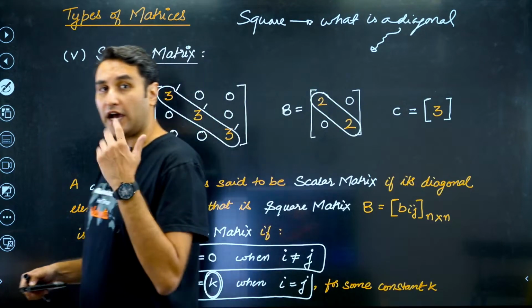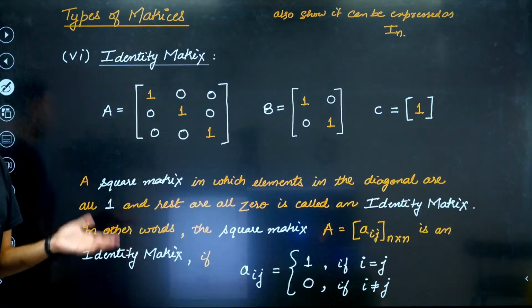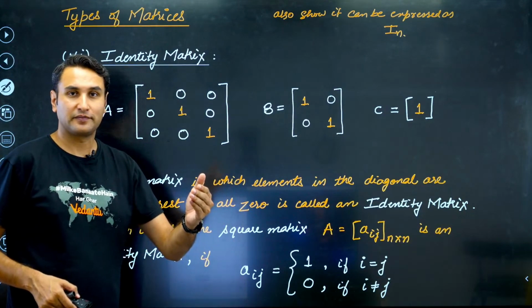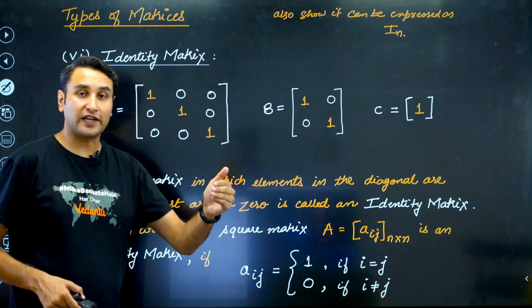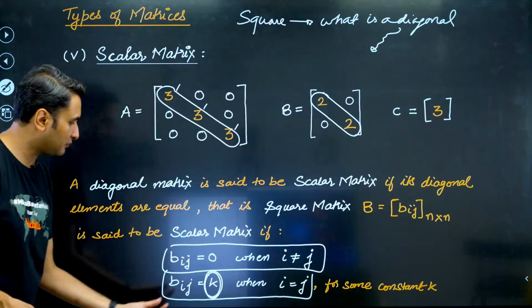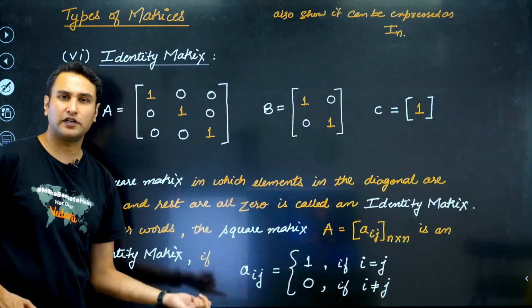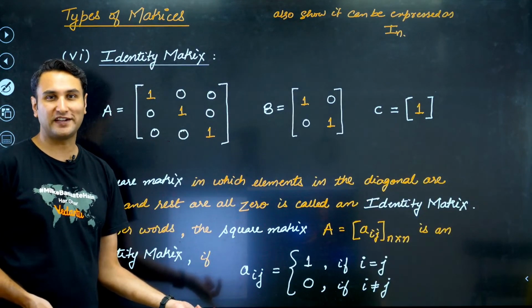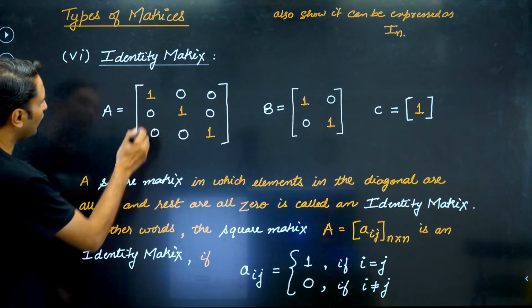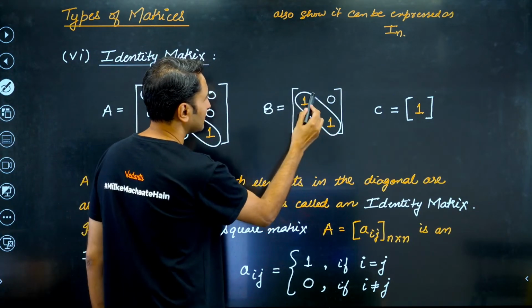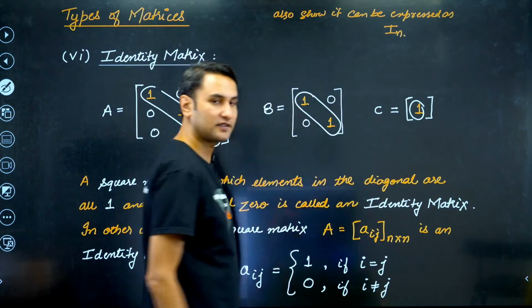Now let's come to the identity matrix. In the scalar matrix, if the diagonal elements become equal to 1, in simple words, if this k becomes equal to 1, very simple, it becomes the identity matrix. So if all become equal to 1, we call it an identity matrix.